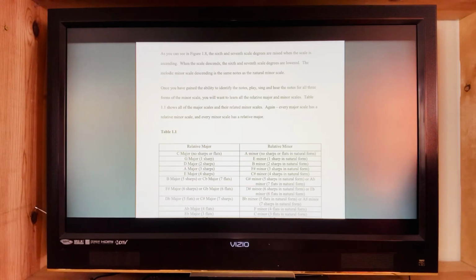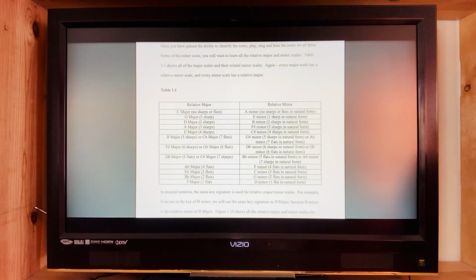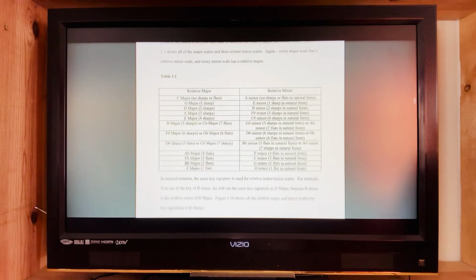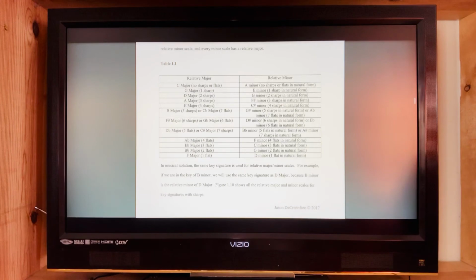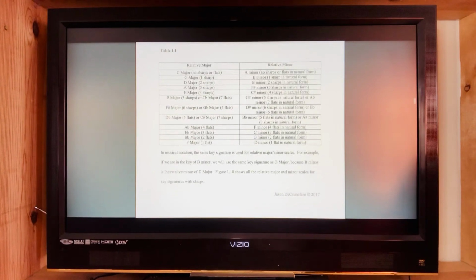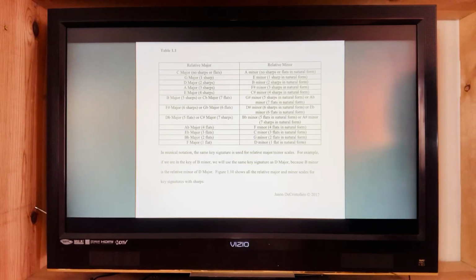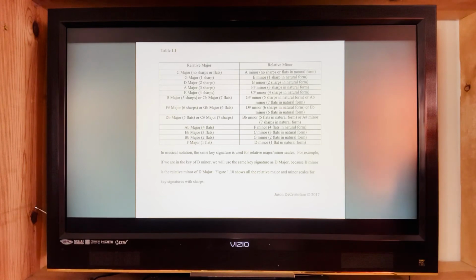And here's a table. So every major scale has a relative minor and every minor scale has a relative major. Now I play folk music often. If you go to a minor key for a moment, it'll be the relative minor. It sounds good. Okay.